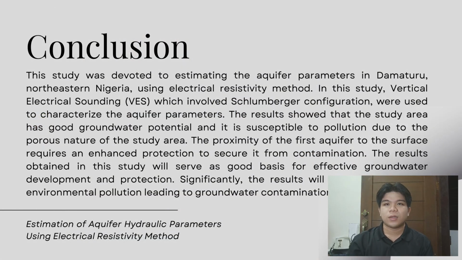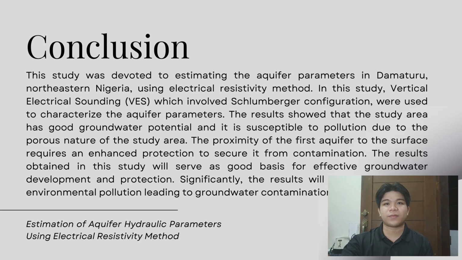To conclude, this study was devoted to estimating the aquifer parameters in Damaturu, northeastern Nigeria using the electrical resistivity method. In this study, vertical electrical sounding or VES, which involves the Schlumberger configuration, was used to characterize the aquifer parameters. The results showed that the study area has good groundwater potential and it is susceptible to pollution due to the porous nature of the study area.